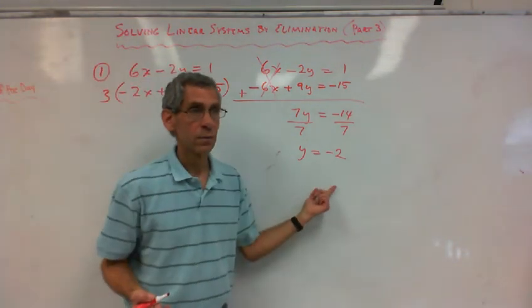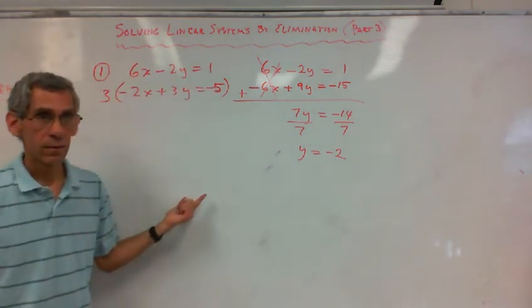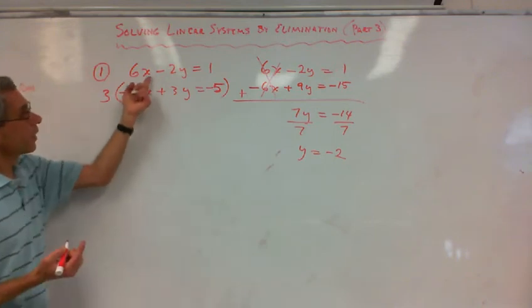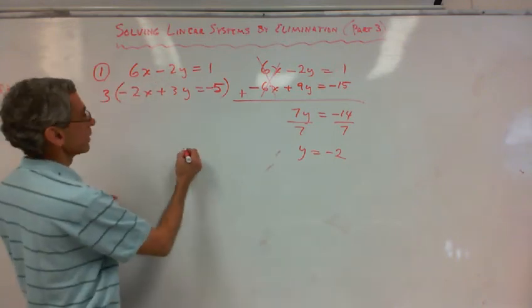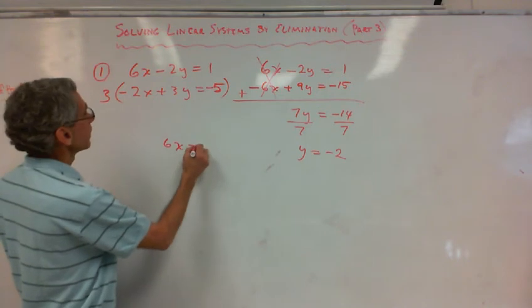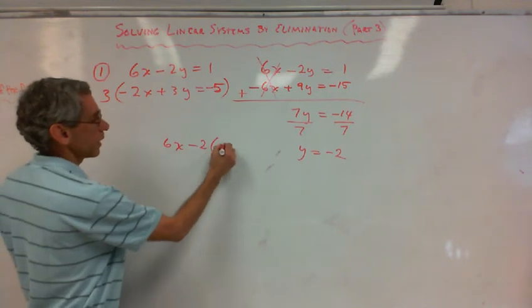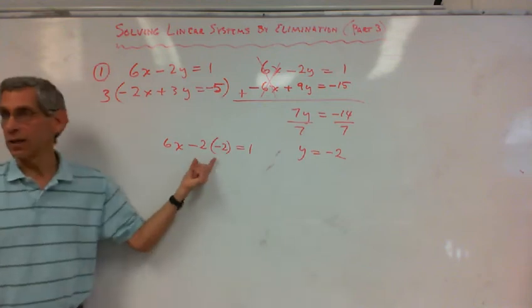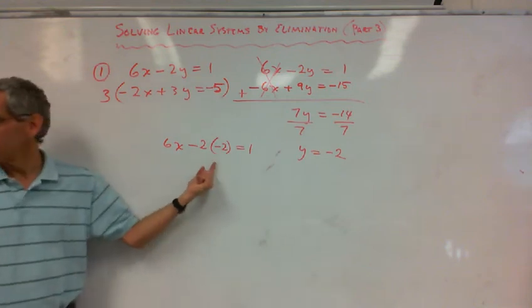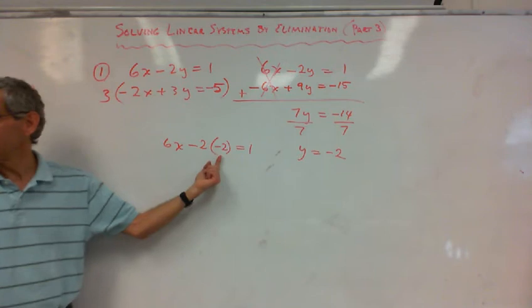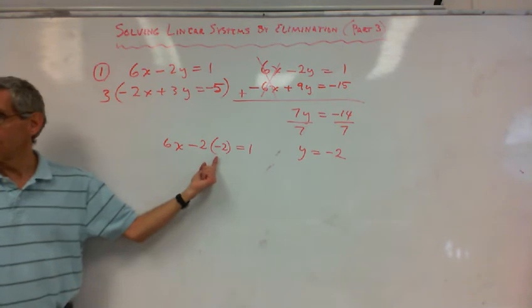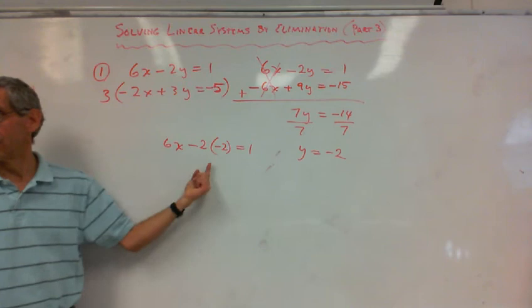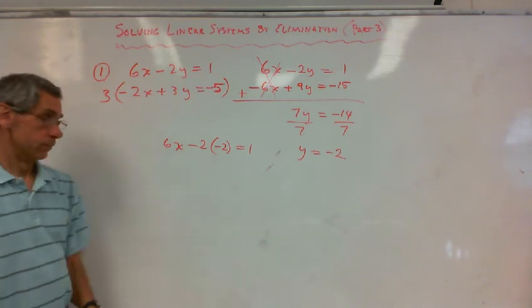You plug the y part into the top problem, I guess. Either one, but I'm going to use the top one. So 6x minus 2 times negative 2 equals 1. It's much safer when there's negative signs to write it first, because then you can really see that's going to be a positive 4, right? Whereas if you do this in your head, it's so easy to just say 6x minus 4 equals 1. And you get it wrong.